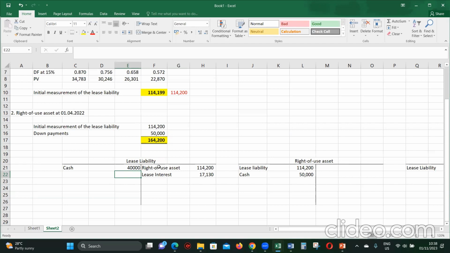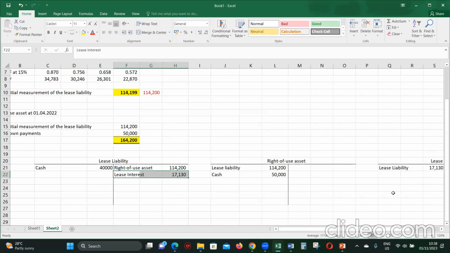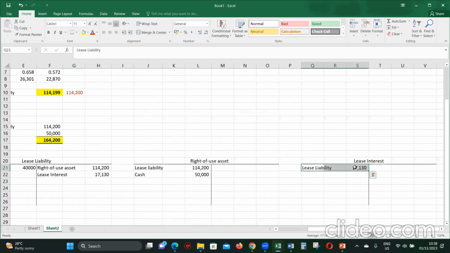First of all, you need to record the lease liability, that is the 114,200 amount you computed, the initial lease liability. And then you need to record the right of use asset. After that, you need to identify the lease interest. How can we compute lease interest from the lease liability? You take 15%, credited to lease liability, debited to lease interest account, right?